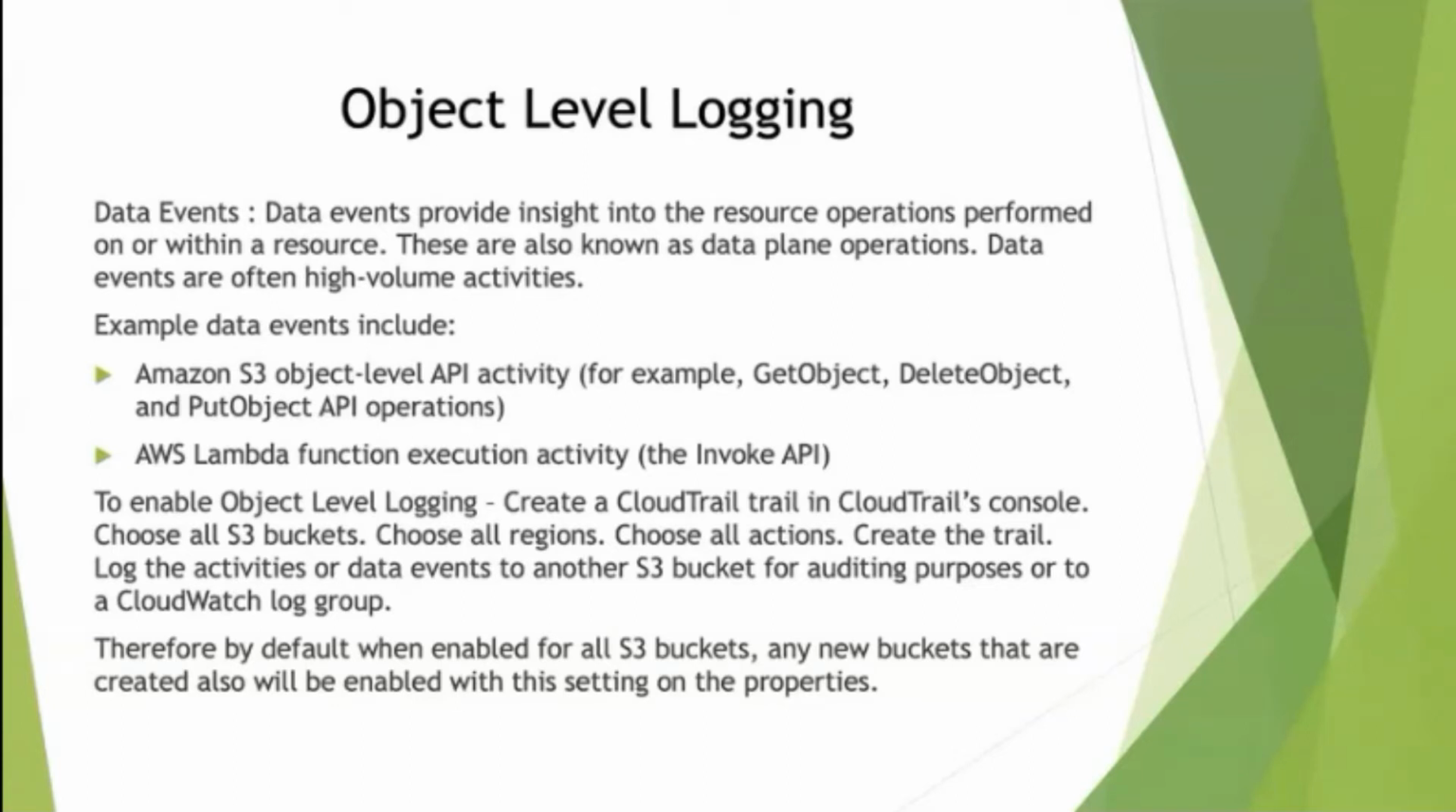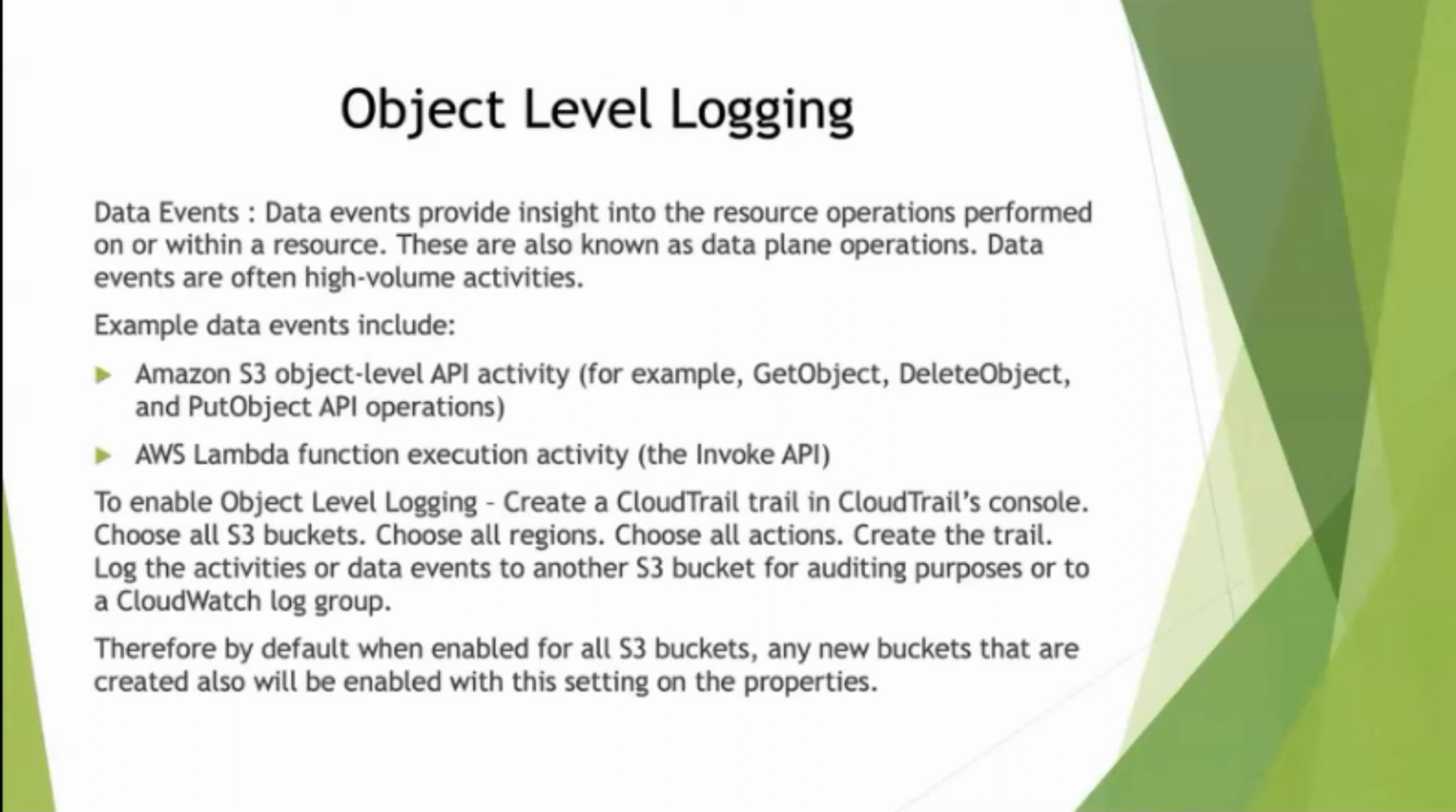So by default, when it's enabled for all S3 buckets, any new buckets that you create in the future will also be enabled with this setting on the properties side. Okay, so object level logging is mainly used to track and monitor all your API activities for the objects that you have in your S3 bucket.